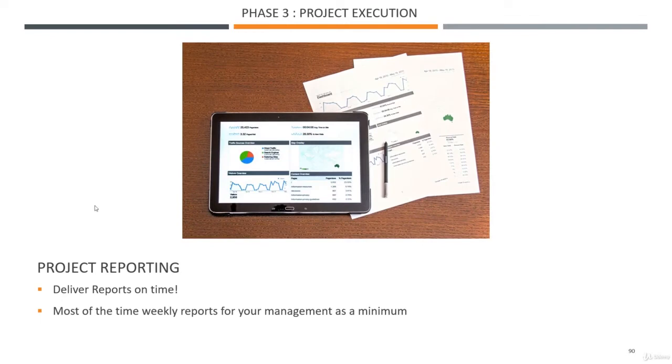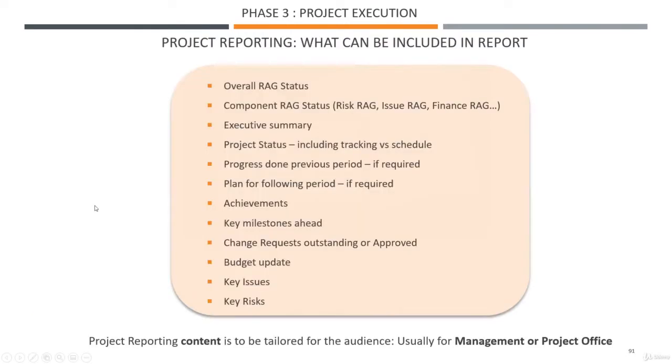Having said that, I just wanted also to show you what can be included in a report. Just to reiterate, the reporting content can be tailored to the audience, but not really the heading. So here what I have is an overall RAG status, which we will see on the next slide, and a RAG status for components, which we'll also see on the next slide. We'll have an executive summary. This is more for monthly or executive type of reporting.